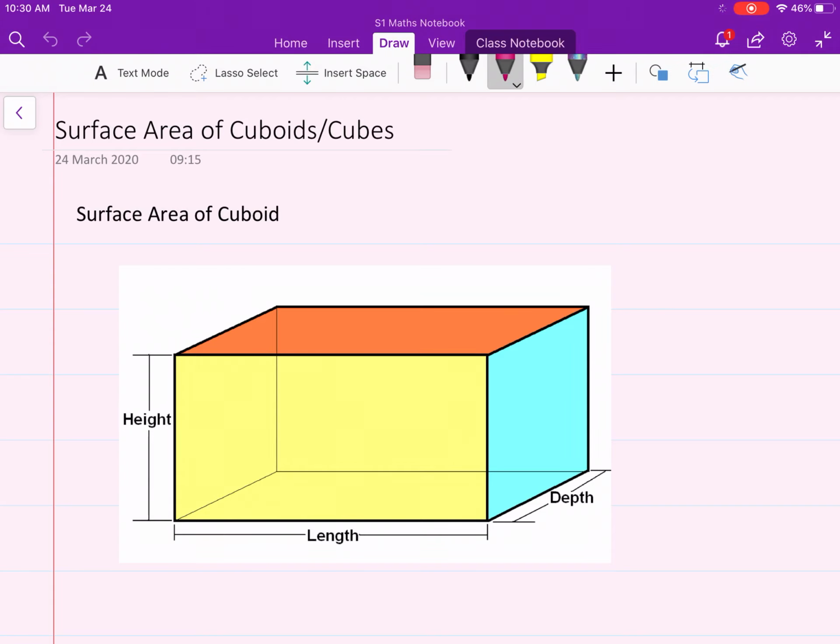Right, let's have a look at this cuboid. So we're finding the surface area of this cuboid. As you can see, there is a front part of it. You can see me highlighting it just now. You have a similar face at the back as well.